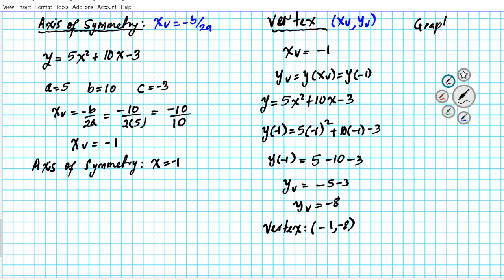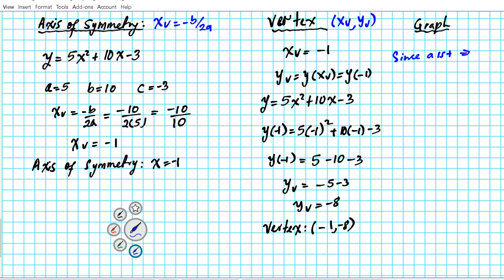All right, so the last part is to graph. In order to graph it, we need to know the orientation of the parabola. Does it open up or down? In this particular case, a is positive 5. Since a is positive, that means that we have a happy parabola right here. It opens up. So all we need to do is find where the vertex is, and then we'll draw an upward opening parabolic curve. -1, -8 is in quadrant number 3.